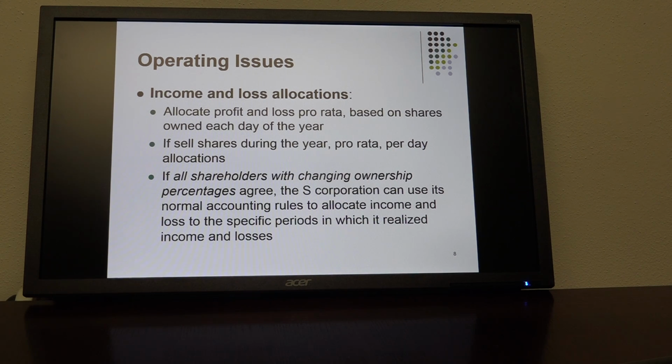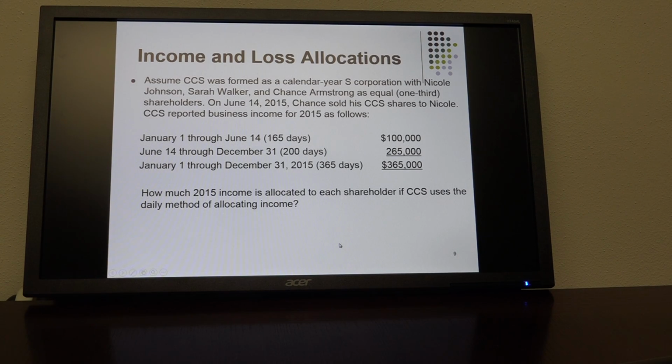And then, if you sell shares, they have some rules about that, but I don't think we'll get into that, so I wouldn't worry about it. Although, here's an example, so I guess we will worry about it. Assume CCS was formed as a calendar year S Corp with Nicole, Sarah, and Chance as equal 1/3 shareholders. On June 1st, Chance sold his shares to Nicole.